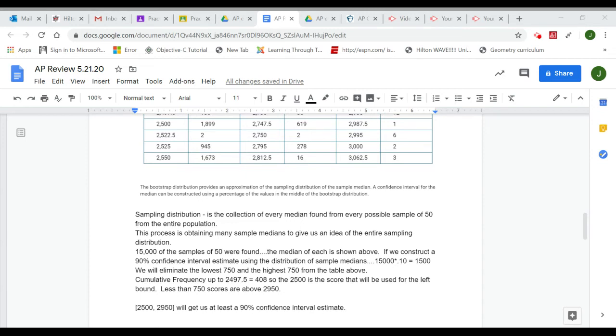So a sampling distribution is a collection of all the possible sample statistics from every possible sample of the same size. Okay. So if you could collect every possible sample of 50 from the entire population and get all the medians from them, theoretically, that's the sampling distribution. It'll never happen. Okay. So that's the theoretical sampling distribution.